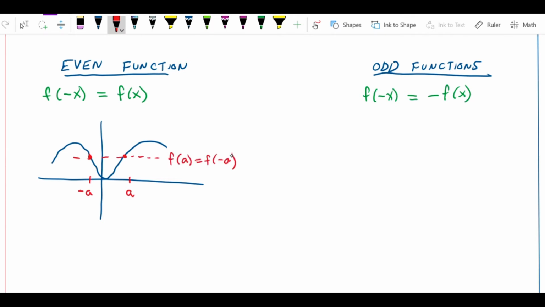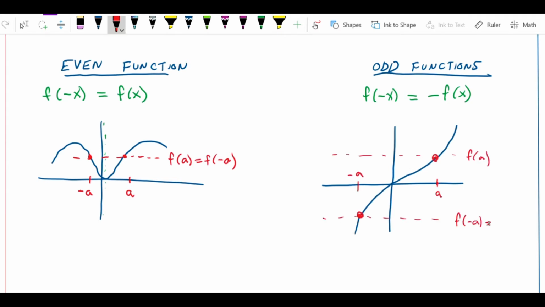So for an even function, if I pick an arbitrary number a and find its mirror image on the other side of the y-axis, plug it in, I should get the same y value. On the other hand, with an odd function, if I plug in a and negative a, I should get equal but opposite values. So in one case I get a particular y value, in the other case I get that same y value multiplied by -1.